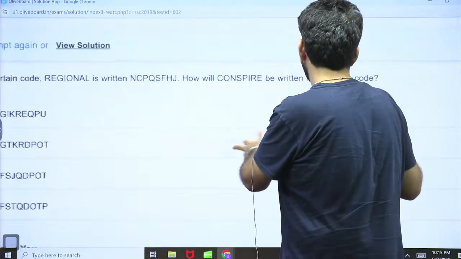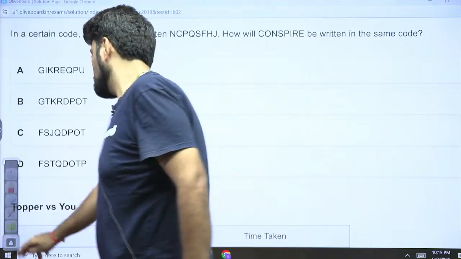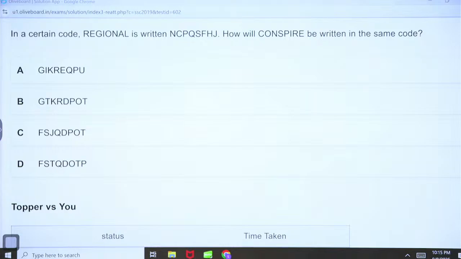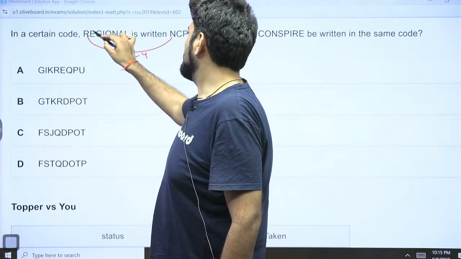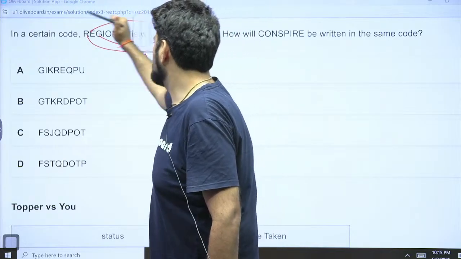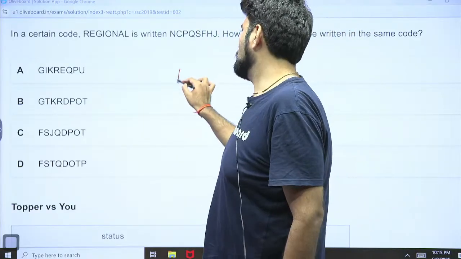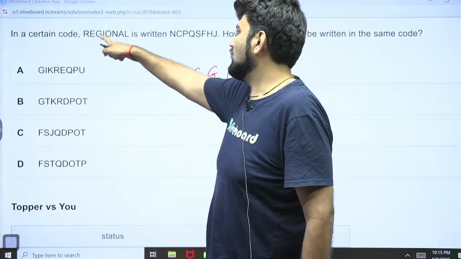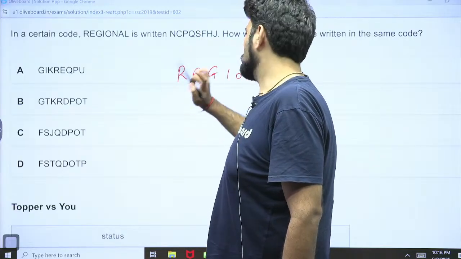Okay. Regional is coded as this. Conspire is written in the same code. Okay. Regional, so this is 18, this is 14. This is 5, this is 3. This is 7, this is 16. This is not making sense. Okay, what else can you do? So you'll write this regional. Nothing works out. See, as per the algorithm, you'll come from the back also, but that is also not giving us anything. Okay, so now crisscross is what we have.